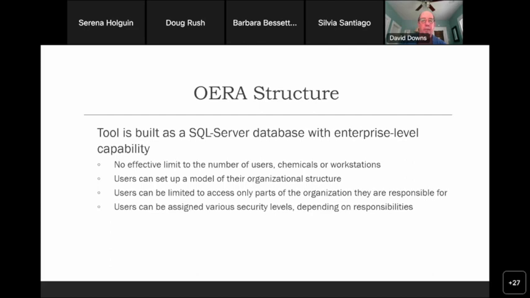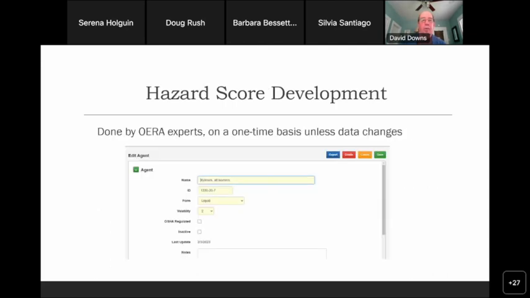Users, you can limit users to access only parts of the organization they're responsible for, and then there's various security levels as well. So I'll walk you through some screenshots here. So this is the hazard score development. So you identify the material, put in the ID, which in this case would be the CAS number.